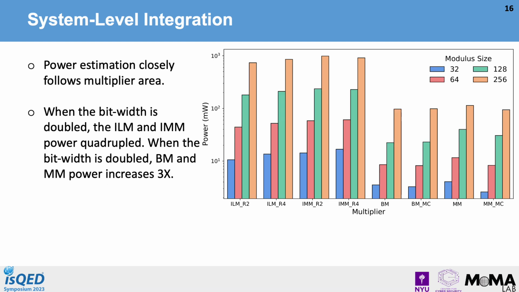This figure shows the power of different variants and we can observe that the power estimation closely follows the multiplier area. And here Montgomery multipliers require slightly higher power compared to its area requirement. And here also when the bit width doubles, bit serial power quadruples while bit parallel power increases 3 times.